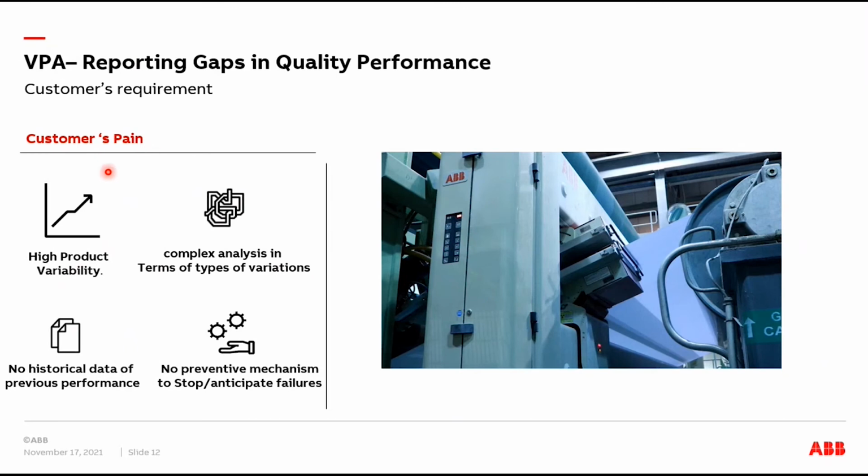So when the customer reports they have high product variability, a high variation in the MD direction or in the CD direction, or when they see the paper it can have highs and lows, this can be a problem which can also be detected with this type of solution.